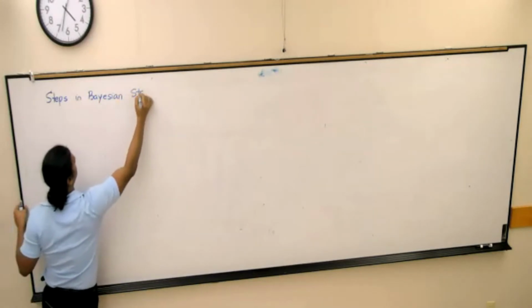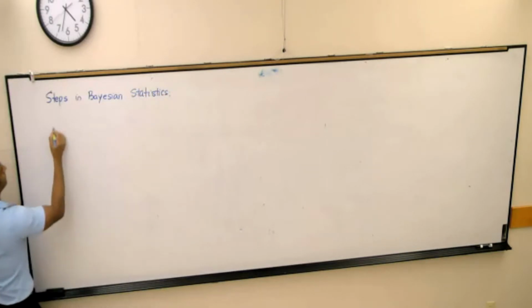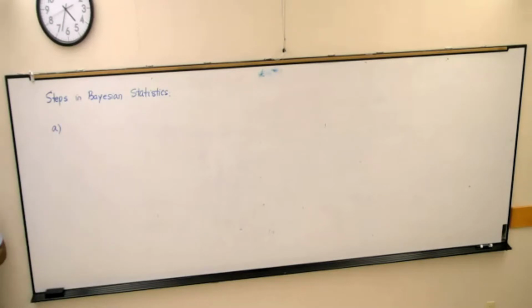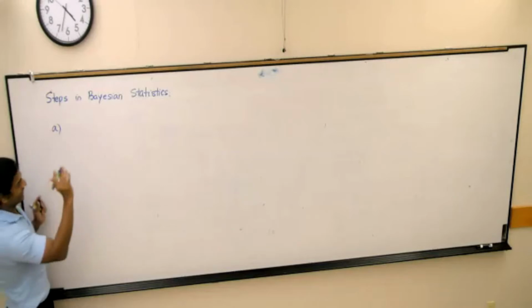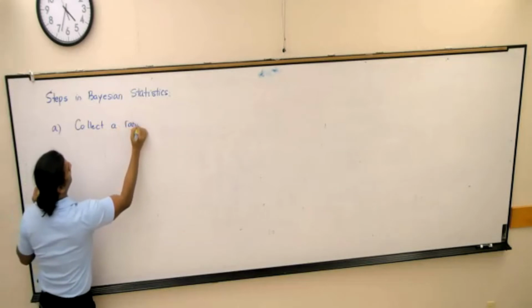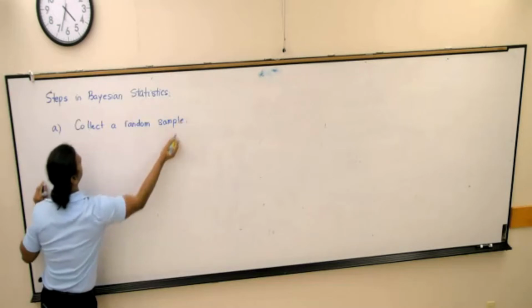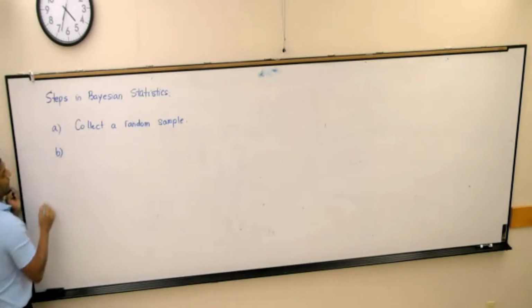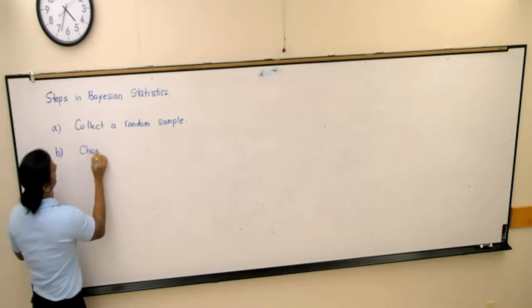We're going to start with steps in Bayesian statistics. Of course, the very first step has to be, well, before the prior, collect a sample, right? Collect a random sample. The next step would be to choose an appropriate prior.